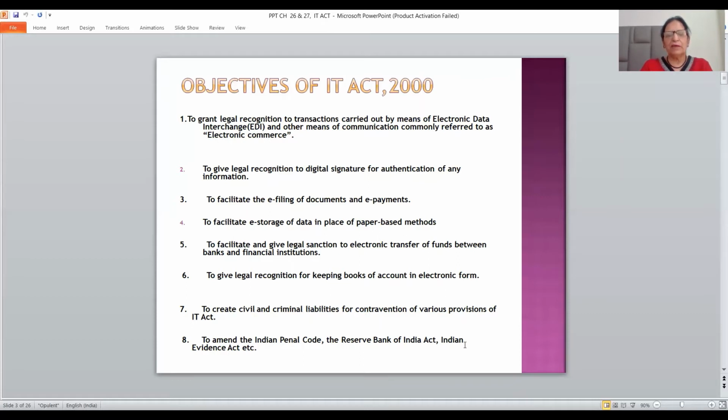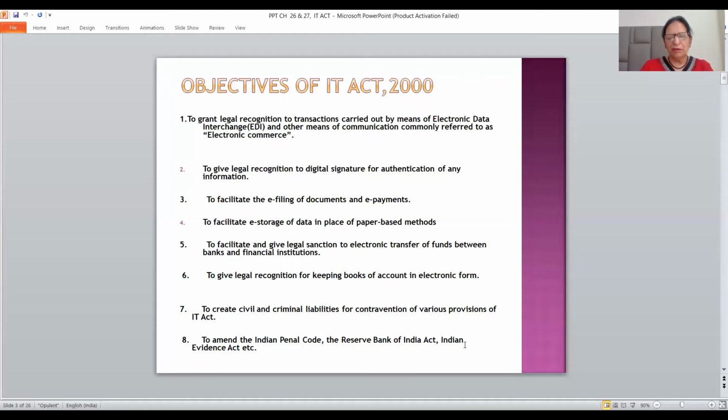To amend the Indian Penal Code, the Reserve Bank of India Act, and the Indian Evidence Act. Whenever any amendment takes place in the IT Act 2000, these acts are also amended: IPC 1860, Reserve Bank of India Act 1934, and Indian Evidence Act 1872. So friends, I would like to repeat that just writing these 8 points will not fetch you good marks. You have to write these 8 points along with the explanation also.